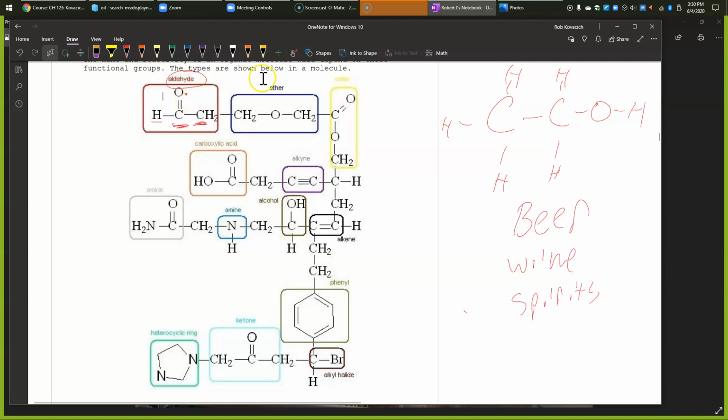Okay, so what do you need for an aldehyde? I need a carbon doubly bonded to an oxygen, and on one side of the carbon there has to be a hydrogen. What about an ether? An ether happens when I've got an oxygen, and it's singly bonded to carbons on both sides of it. Where have you heard ether before?